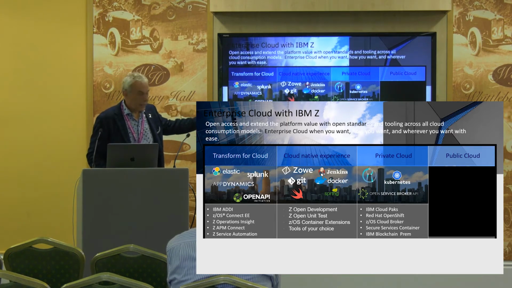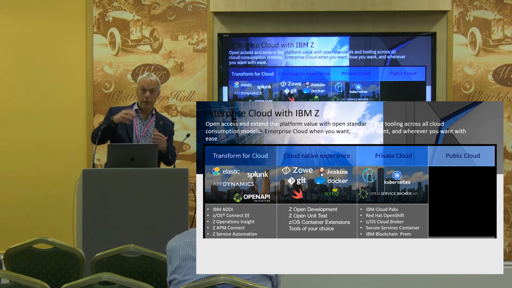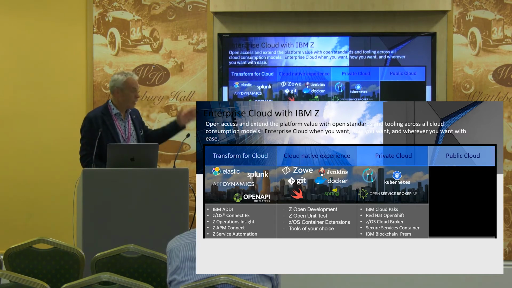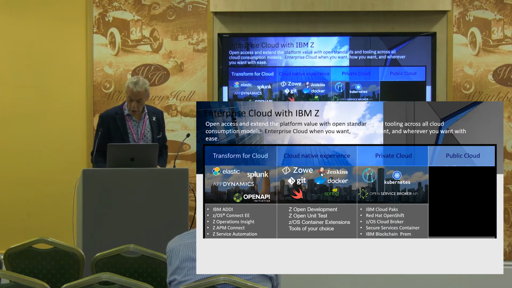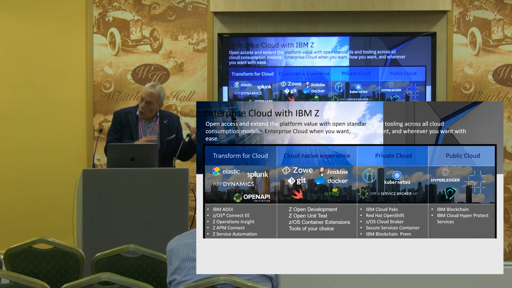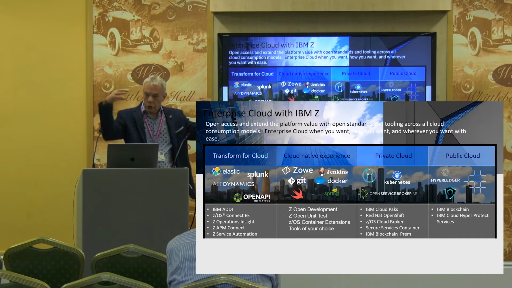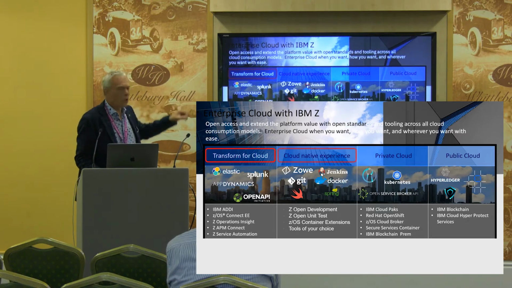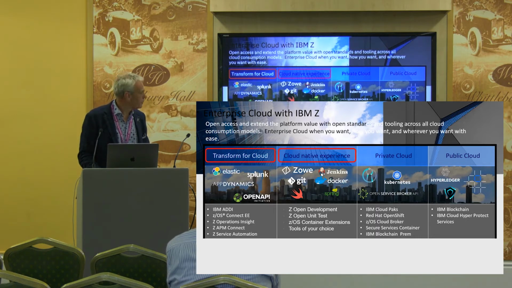We have other things like z/OS Cloud Broker that makes the interface from a Red Hat OpenShift environment directly into your Z environments. If you want to run a blockchain on-premise, please use an IBM one, because we use that blockchain for our public cloud service as well. So that's the angle of going to chapter 2 with all those 4 angles of Z. And we are focusing more on transform for cloud and also the cloud native experience.